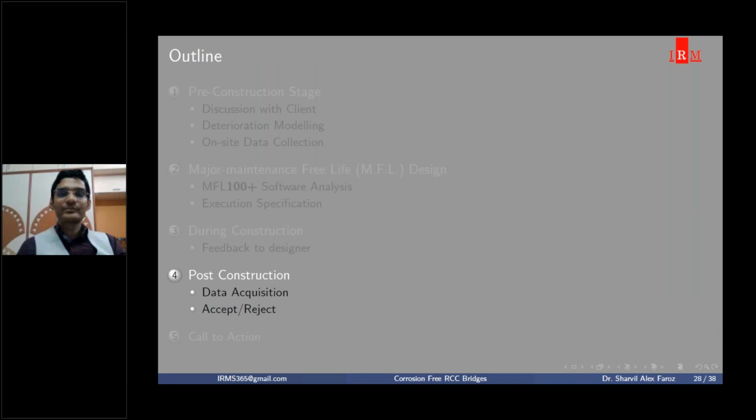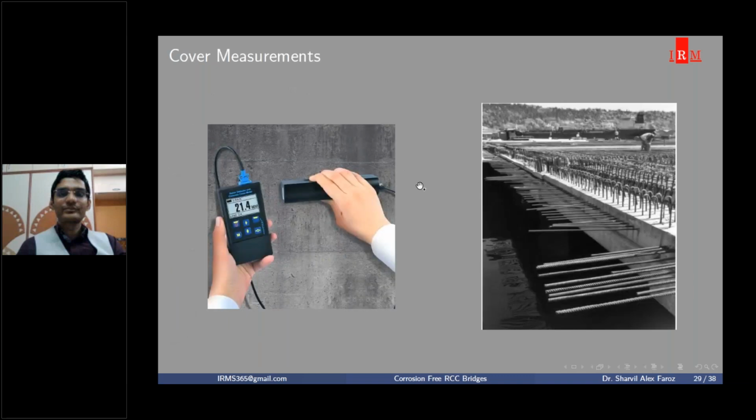So this was during the construction stage. Now we come to the part when the construction is almost done and finished. One of the tests which we could easily do is measuring the cover.